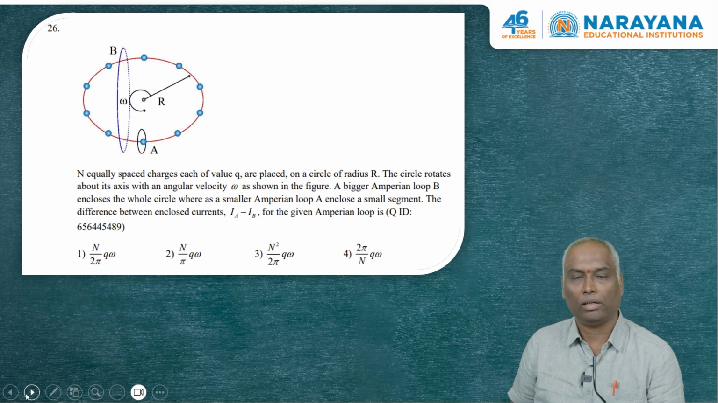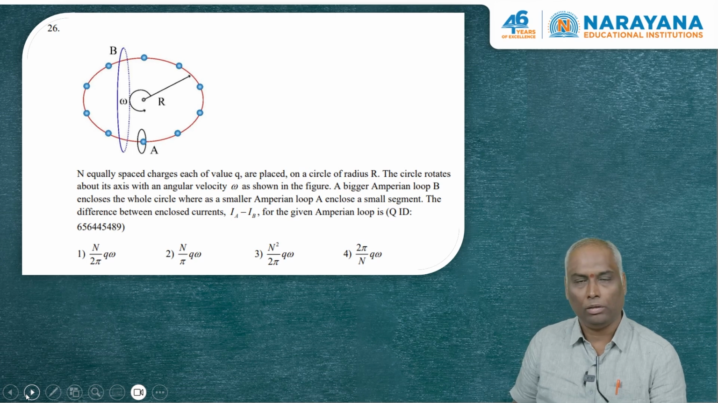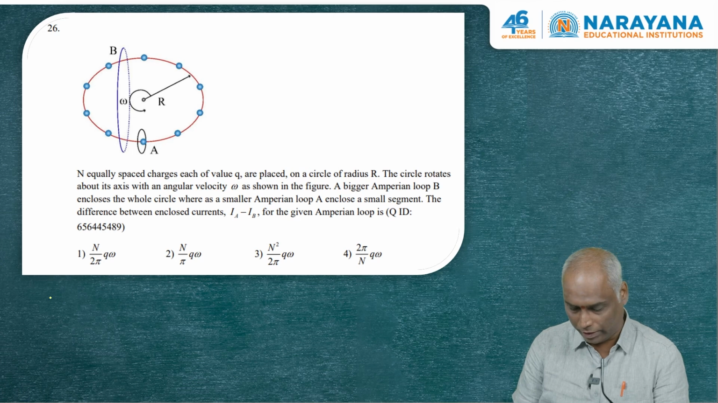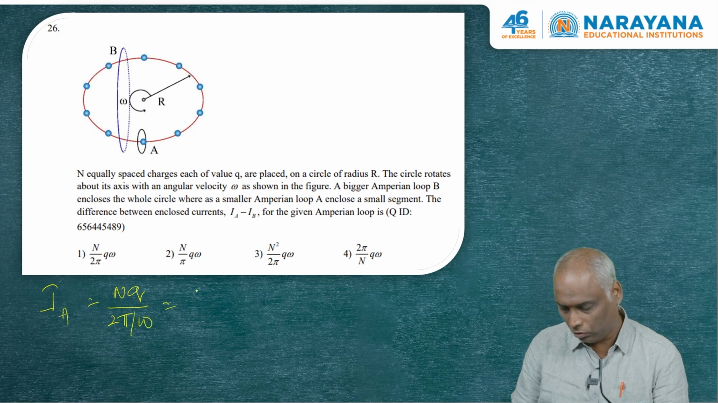So we are going to calculate the currents IA and IB. When I consider the smaller loop, the equivalent current passing through the Amperian loop A is given in this manner. So the equivalent current IA becomes equal to the net charge flowing. For one revolution, the total charge flown is NQ divided by the time period. The time period is 2 pi divided by omega. So this is going to be NQ omega divided by 2 pi.